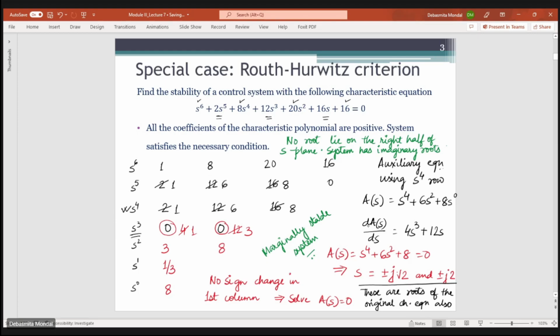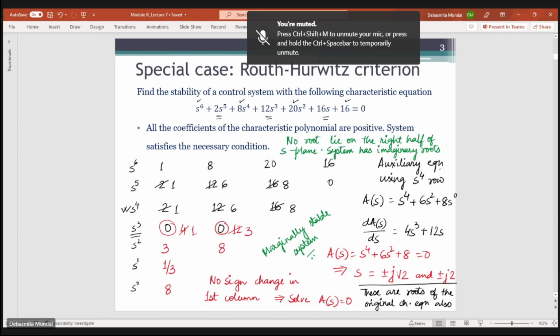Had it been s to the power 5, then your equation would have been 1 into s to the power 5 plus 6 into s to the power 3 plus 8 into s, plus if there were some other terms, those things. Okay. So in this case, you have the auxiliary equation.